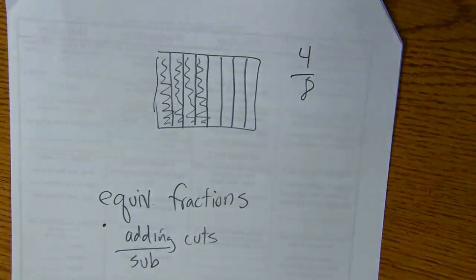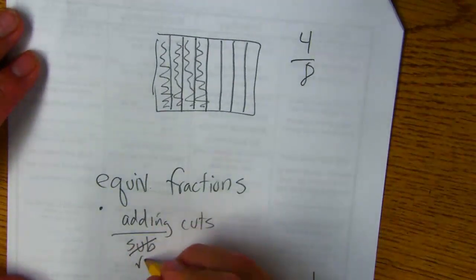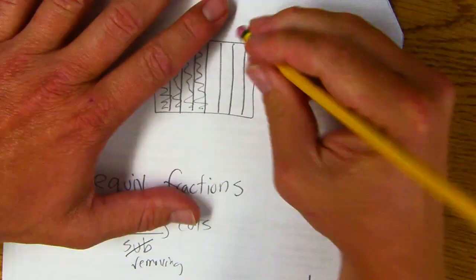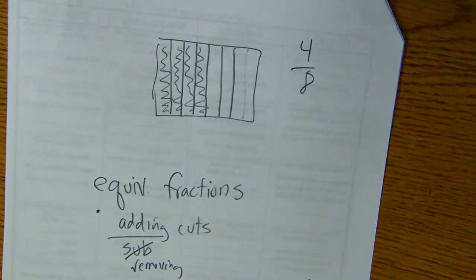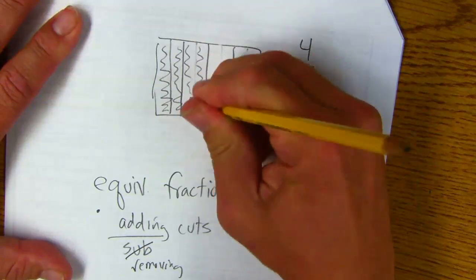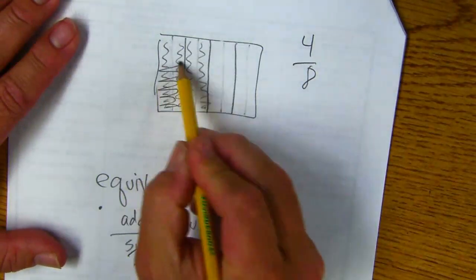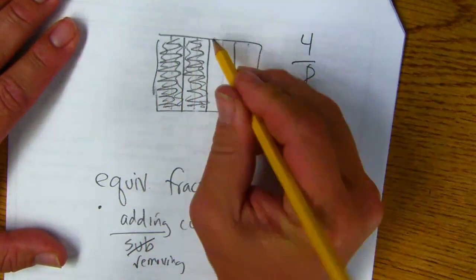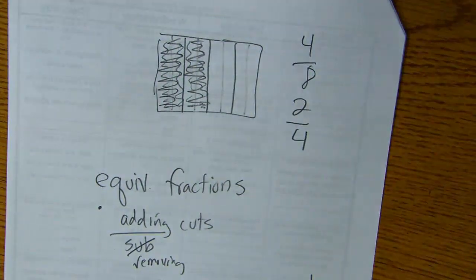How would I make an equivalent fraction here? By removing cuts, subtracting cuts. I kind of like removing, actually, is probably a better way to put it. All right, so let's say I remove this cut here. Can I just remove one cut? No, because then they're not equal again. They have to be equal. So if you're going to remove that cut, you have to make sure that you remove all the other cuts that make it equal. Kind of harder to remove cuts here. All right, now what do I have now? Now I have 2/4. Do you see how making equivalent fractions is just adding and removing cuts?